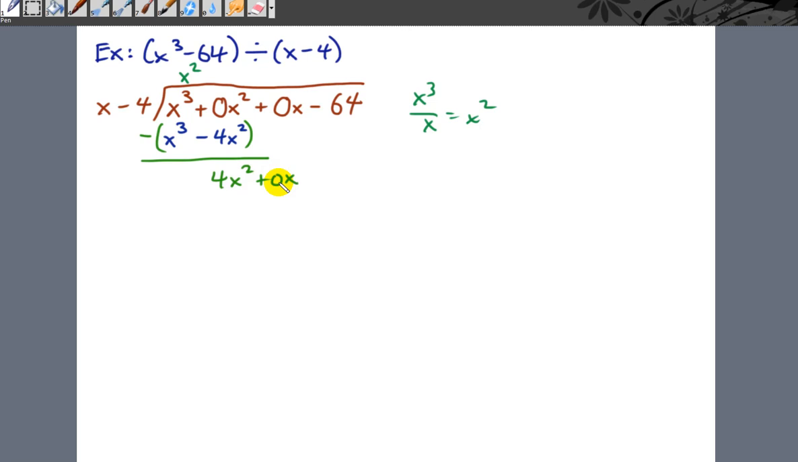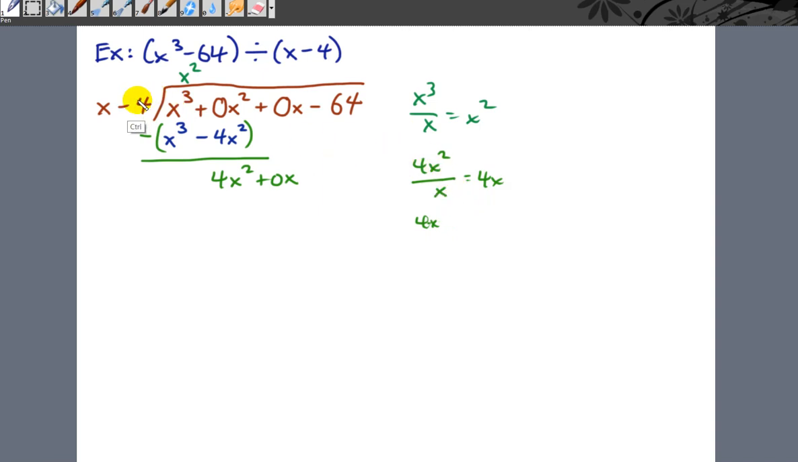Okay? So next, what we need to figure out is, well, how many times does 4x squared go into x? Or in other words, just divide it. So this is going to be 4x. If you don't believe me, this is 4 times x divided by x. Cancel, and you get 4x.